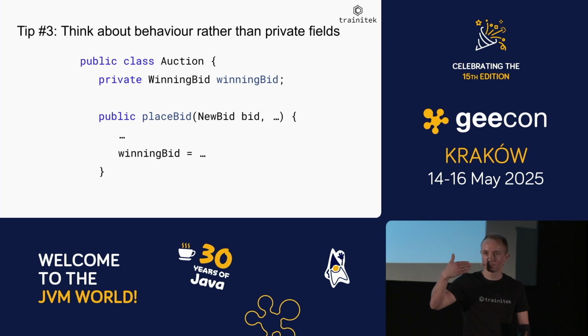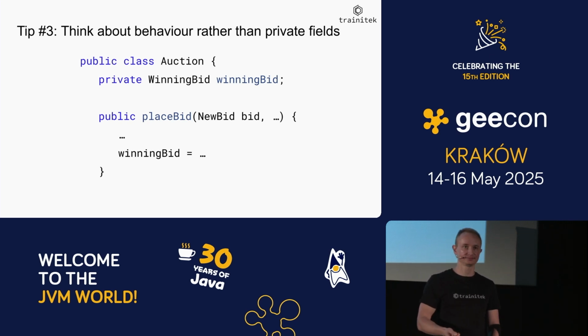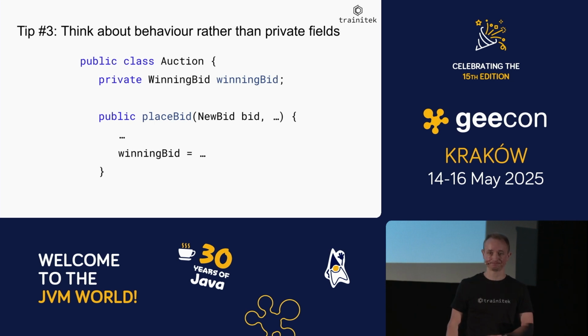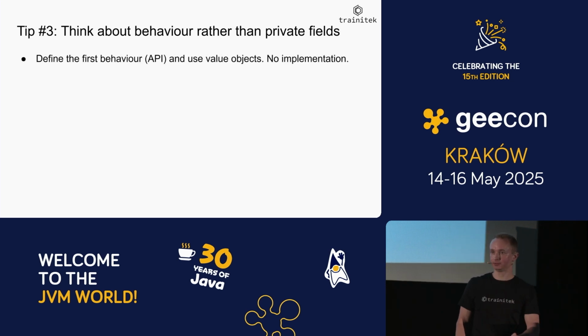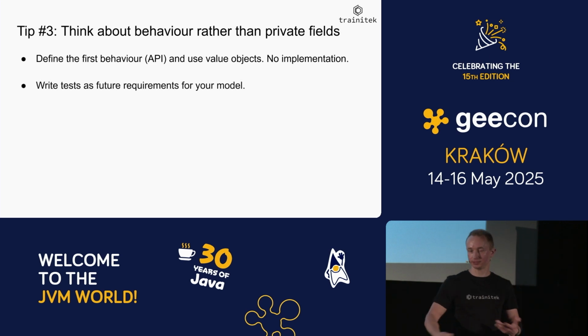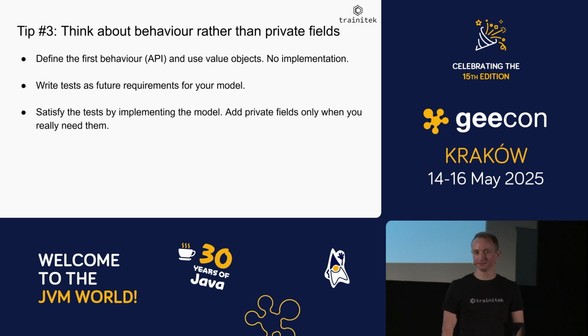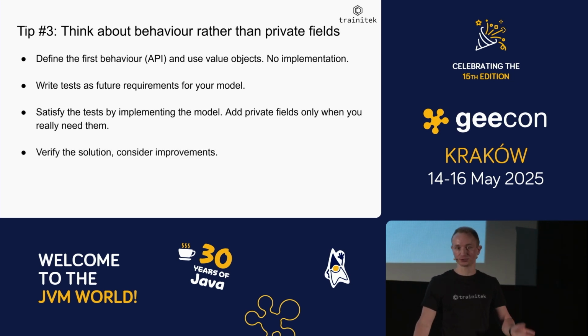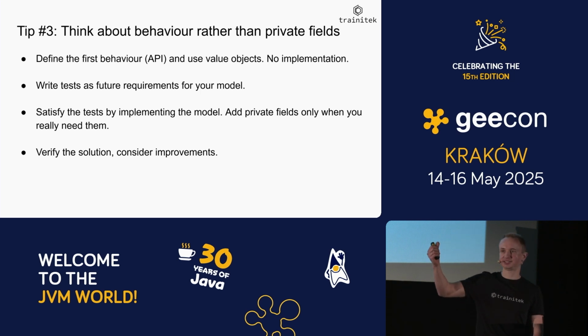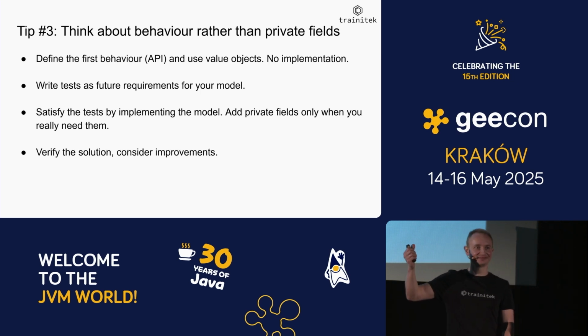So you create the properties or the fields in your classes as a consequence of maintaining the business rules. So you shouldn't start with them, right? You start with defining the behavior, like an API. Then you write a test that just represents requirements to your future model. You satisfy the test by the implementation, and you verify the solution and consider improvements. Sounds like TDD, right? And it is TDD.